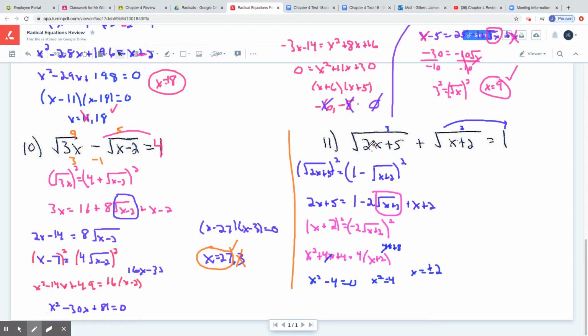Try negative 2. 2 times negative 2 is negative 4. Plus 5 is 1. Square root of 1 is 1. Negative 2 plus 2 is 0. Square root of 0 is 0. 1 plus 0 is 1. So only negative 2 works. So x equals negative 2 is your answer.